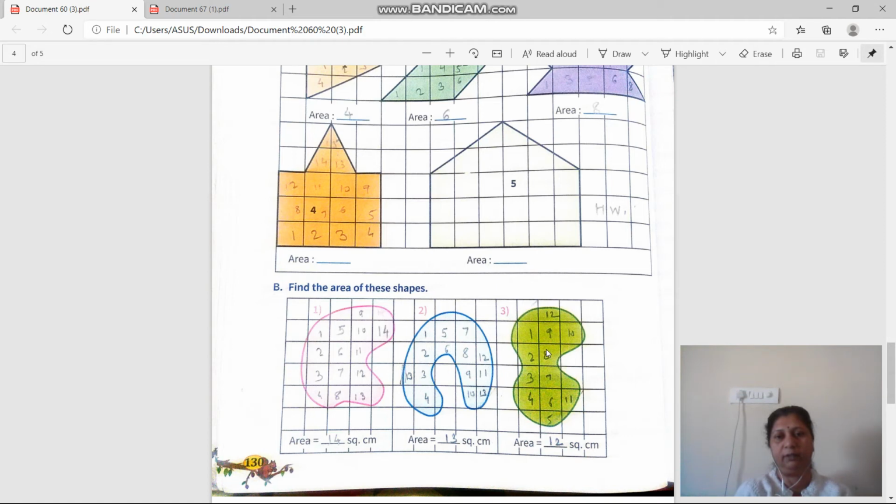Okay, let's calculate the third one also. So first of all I will show which part will not be calculated. Okay, this one, same.